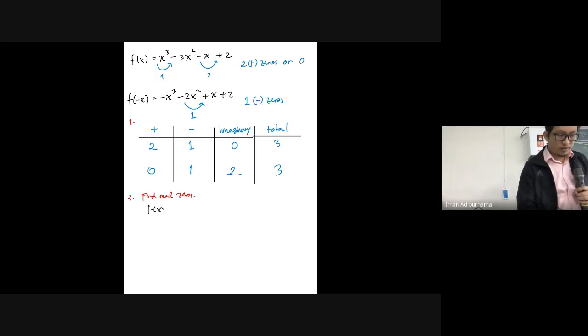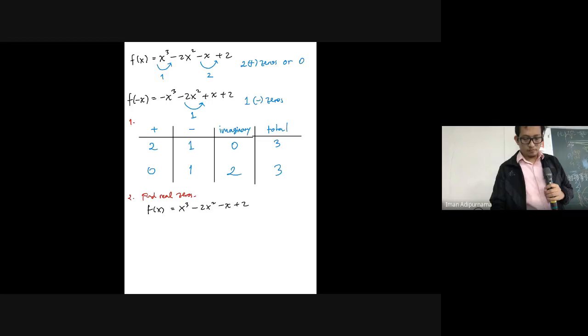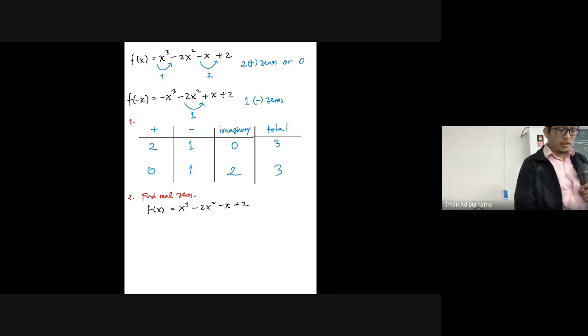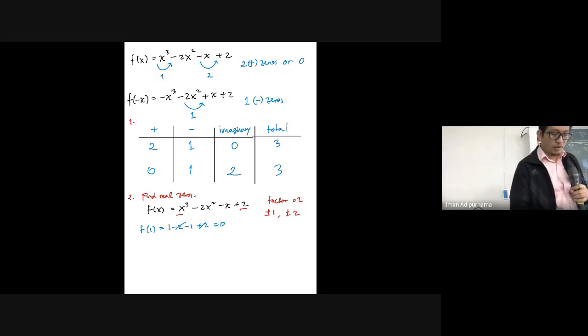So let me write the function, x cubed. You can try, because it's just 2 and 1, you can have the factors of 2. So it's just plus minus 1 and plus minus 2, right? It's only 2. So you can try f(1). Yeah, 0. So you have 1.